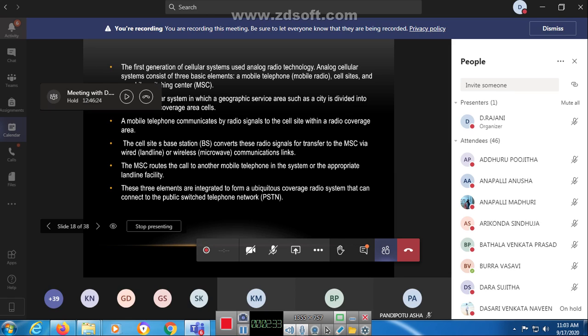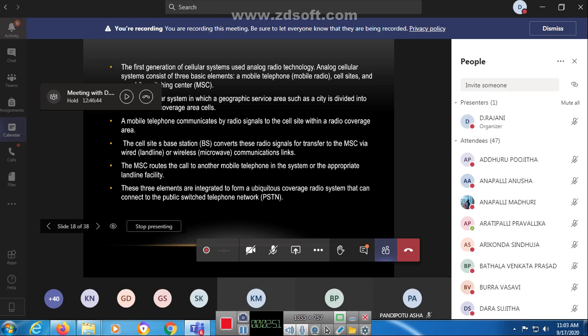Out of coverage area means that the signals are not covered in that area. That's why the signals will be very weak. At that time we can't get calls, the outside call or incoming call, whatever it may be, because the signals are not covered in the limitation area of the frequency signals.